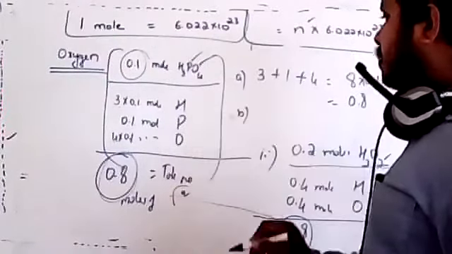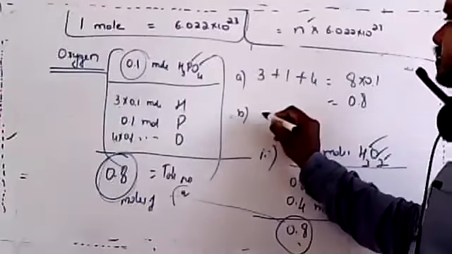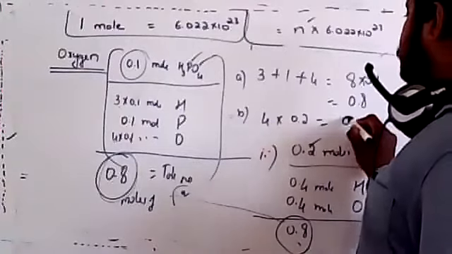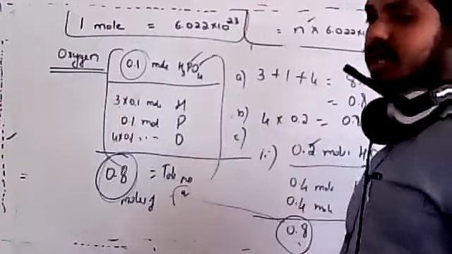Option B. Total number of atoms is 2 plus 2, that is 4. How many moles have they given? 0.2. So it also contains 0.8. Option C.